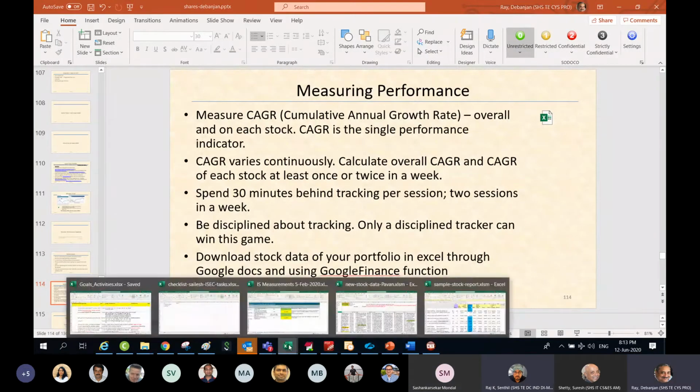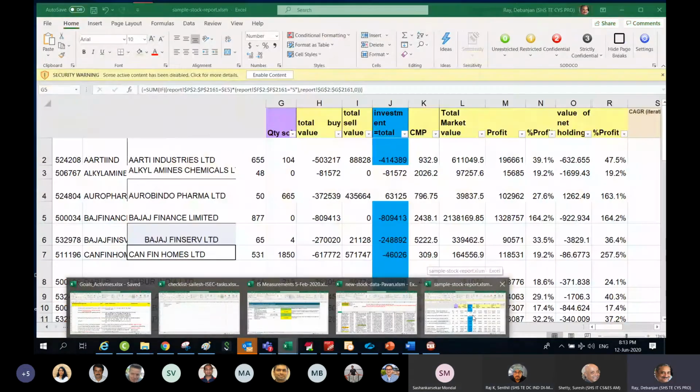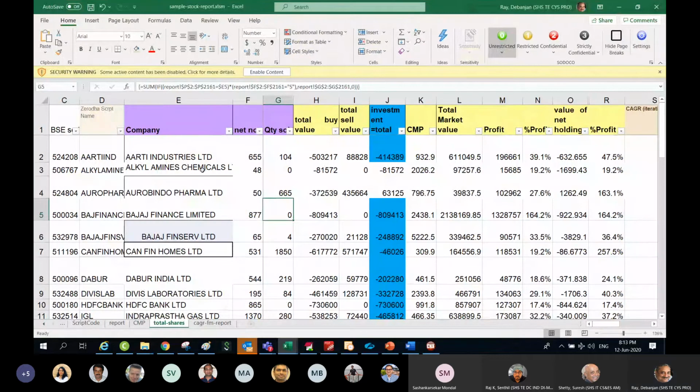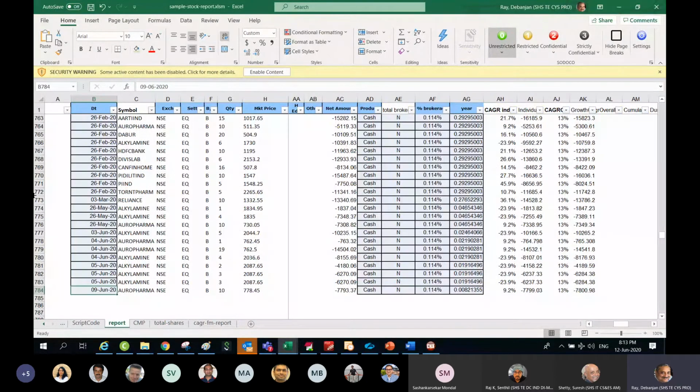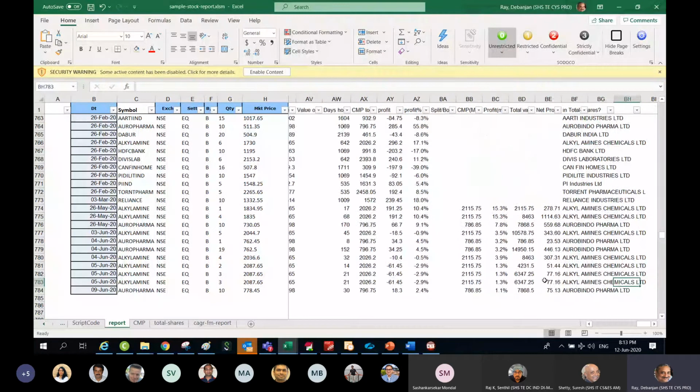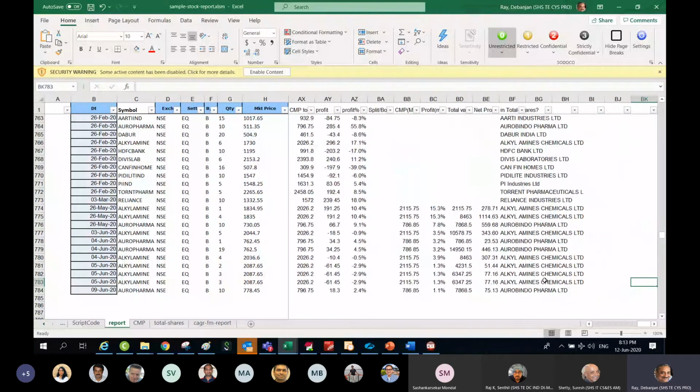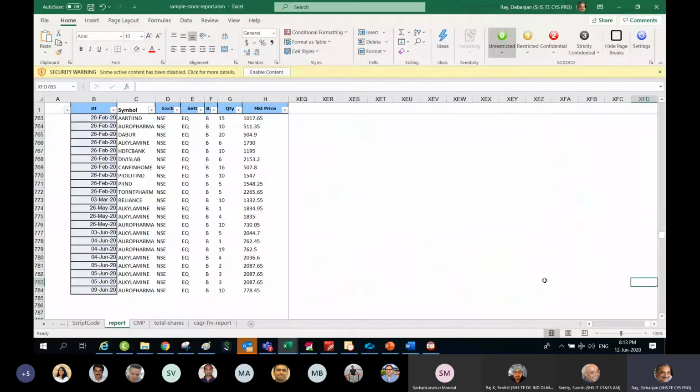Yes, yes. So I also have a stock sheet. This is a group of the stocks I typically hold. You can see this is my report. I directly download it from my stockbroker Zerodha, and then here I have put the formula, and I calculate the profit.